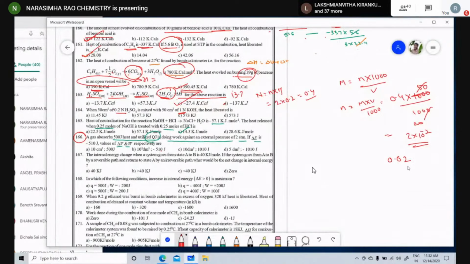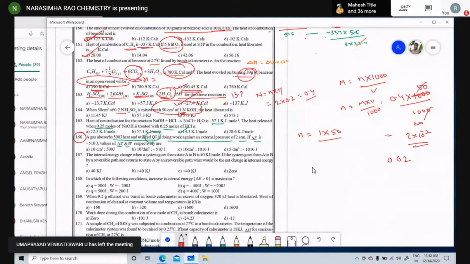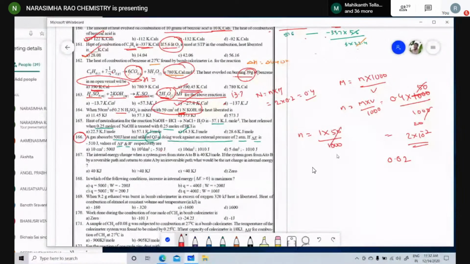I got it. Now in the case of this one, what I am checking is that number of moles is equal to molarity 1 into its volume 50 by 1000. How many times? 20 times. 1 by 20 means 0.05. Okay, so this is the excess, and this is lesser. So in this situation, this is the limiting reagent. The product depends upon the quantity of the limiting reagent.